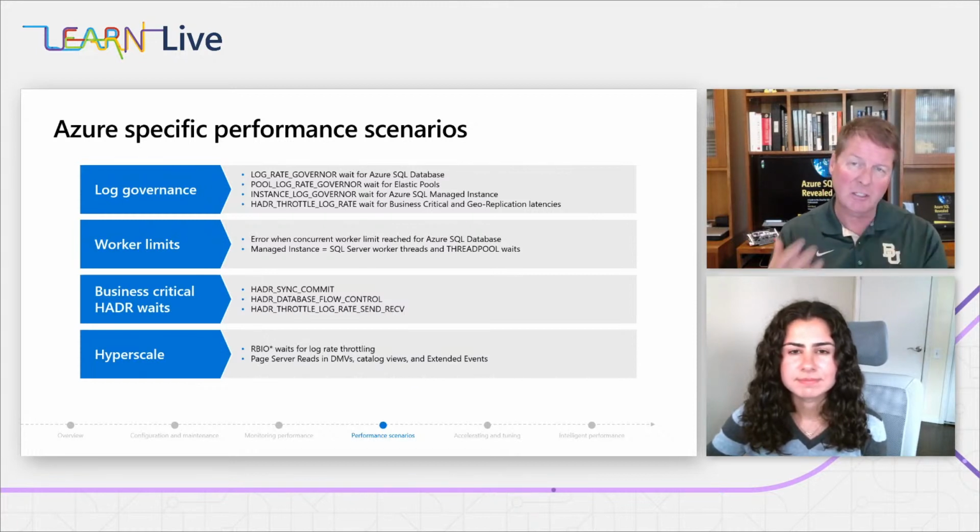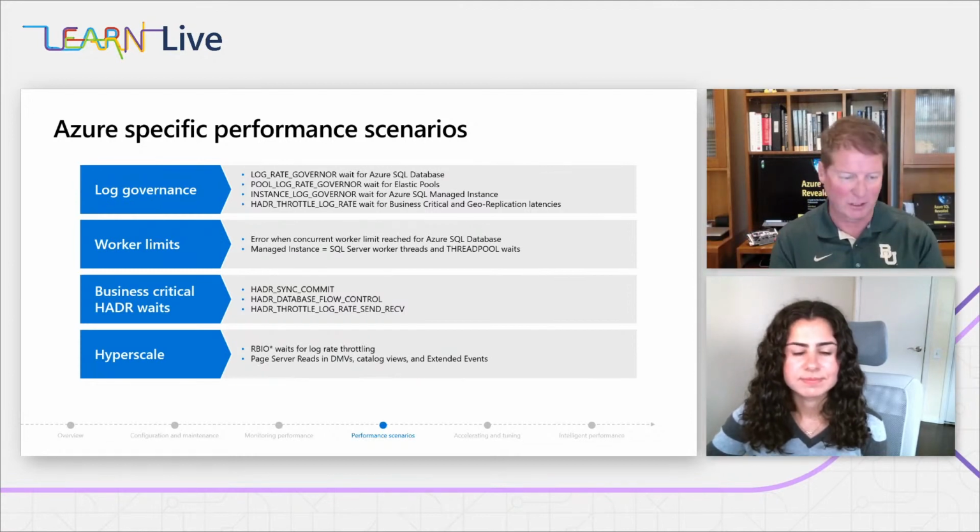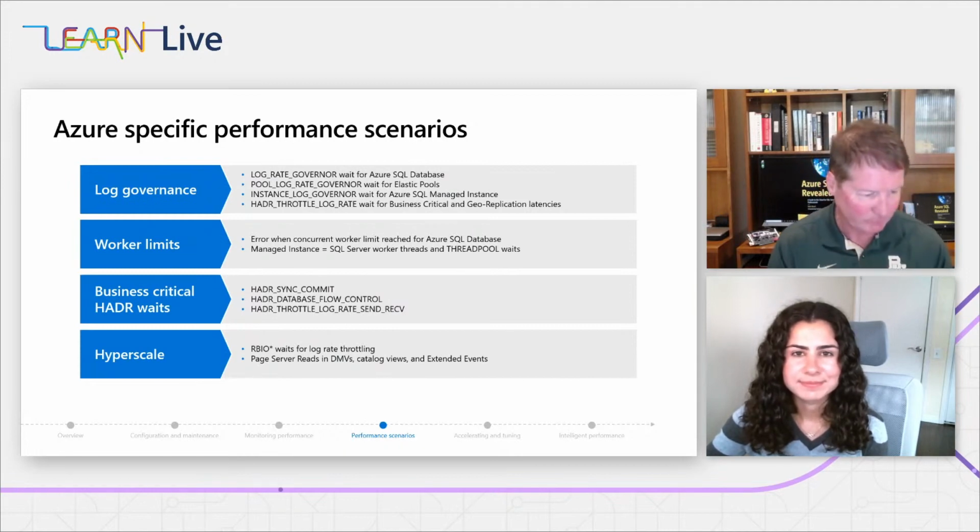And then because of this tiered architecture, some of our IO goes to something called a page server. And so we're going to expose some of those IO data to you in DMVs, views, and events for page servers, so you can kind of see what that flow looks like. Whereas normally you wouldn't see that, say, in SQL Server or general purpose or, say, business critical. So those are some of the specific scenarios you might see in Azure.